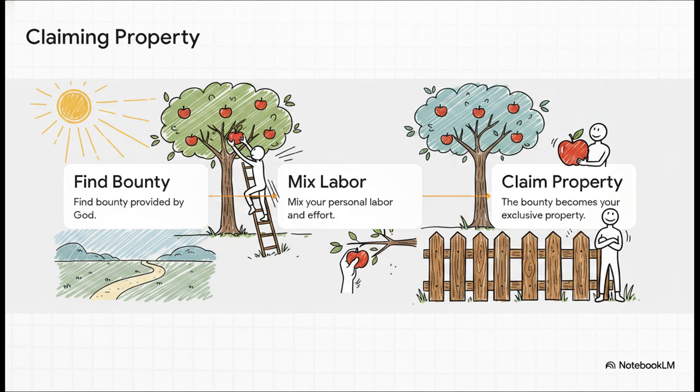Well, imagine walking through the woods and finding an apple tree. By mixing your personal labor and effort with it, actually climbing the tree and plucking that apple, you justify that the apple is now your exclusive property. Locke even postulated that simply building a physical fence around a field was a perfectly effective way to mix your labor with God's bounty and officially claim it.